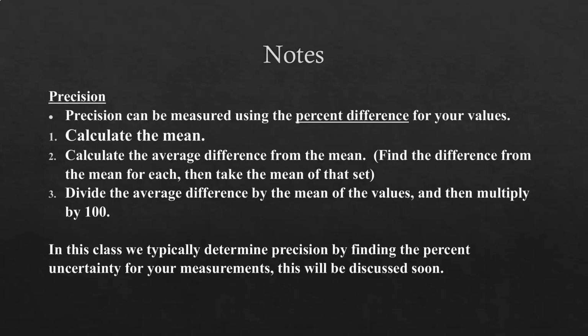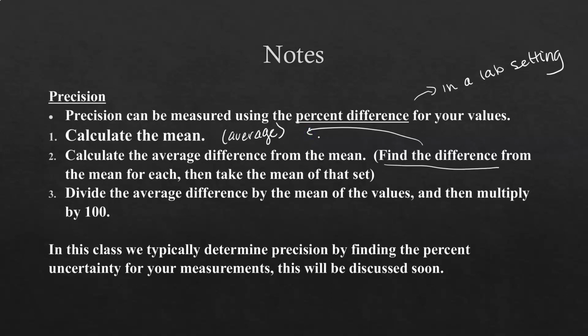Precision can be measured using percent difference for your values. This we will probably only do in a lab setting. You would calculate the mean or average, and then calculate the average difference from the mean. So you would find the difference for each value from your average, and then average the differences, and that would be your average difference.